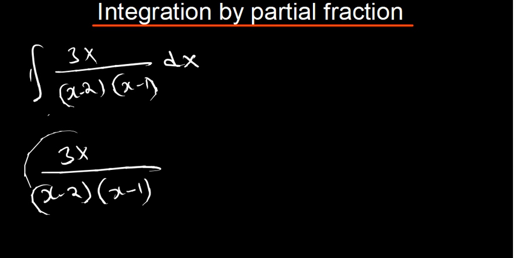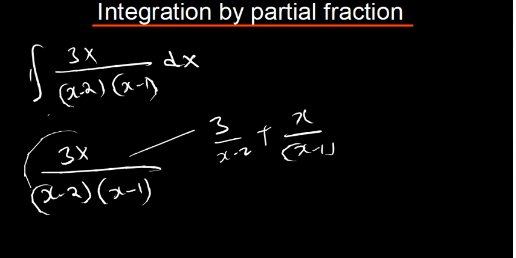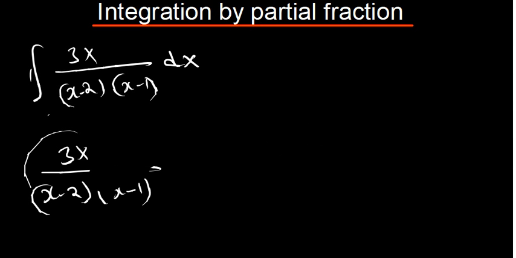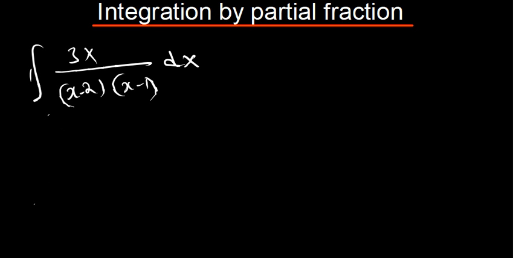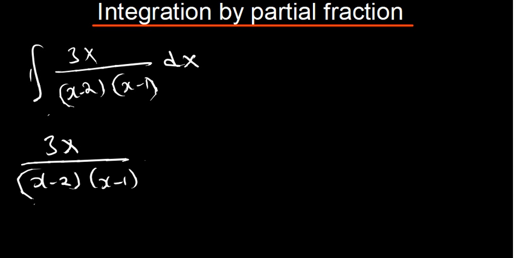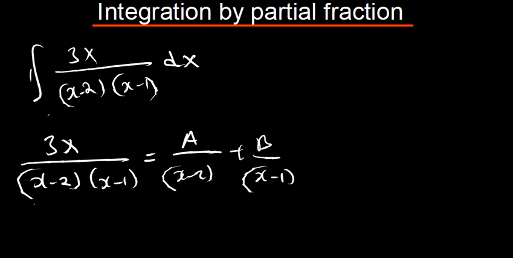To do that, we're going to resolve it into what we call the partial fraction. Let me write it from here. We're going to say 3x over x minus 2, x minus 1. This is going to be equal to, on top I'm going to put a. We don't know a, but we're going to find the value of a, and then here x minus 2. Then here I'm going to put plus b over x minus 1. Now my goal is to find the value of a and b.